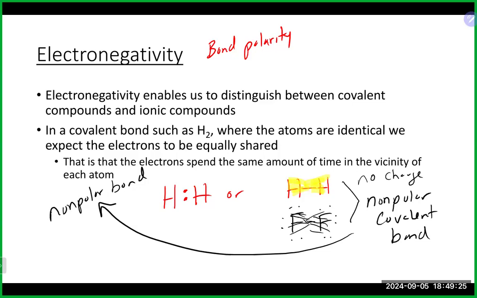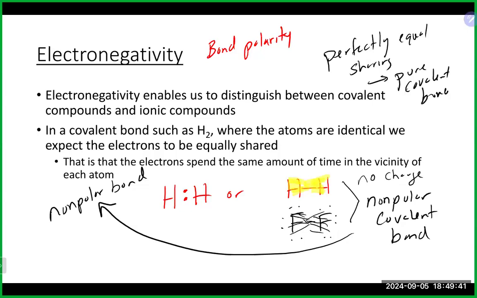By the way, this type of sharing where it is perfectly equal is also sometimes referred to in some books as a pure covalent bond. A pure covalent bond is still a nonpolar bond, but it has kind of perfect equals. That's as equal as you could get in terms of sharing those electrons. So some books will classify that type of sharing as a pure covalent bond. It's still nonpolar, still neutral, still going to have equal distribution. Any questions on that there?